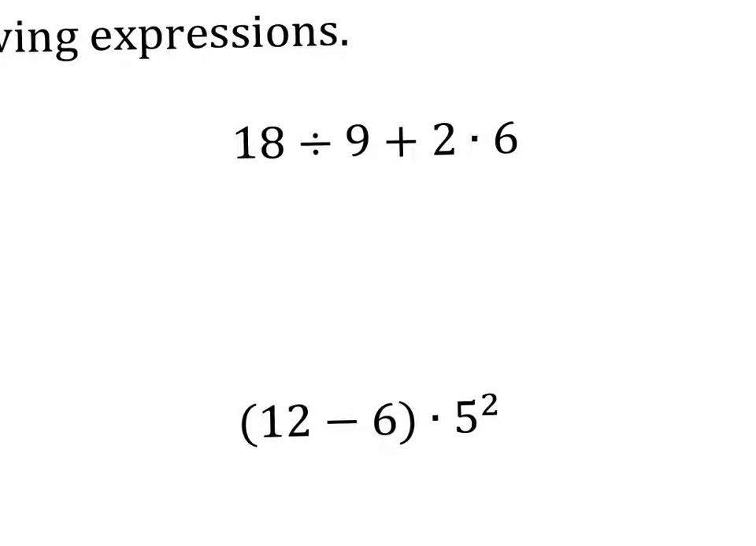Let's look at this next one. We want to do multiplication and division first from left to right. So we'll start with 18 divided by 9. That gives us 2. And then we're going to add 2 times 6. 2 times 6 is 12. So then we end up with 2 plus 12, which equals 14. And that is our answer there.